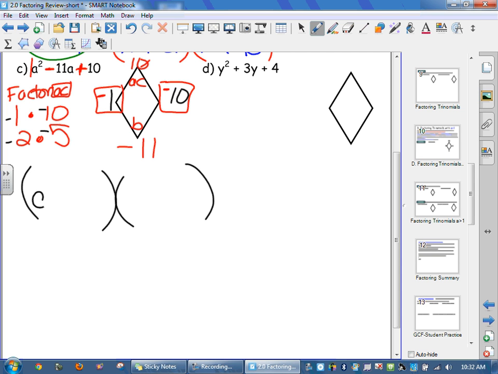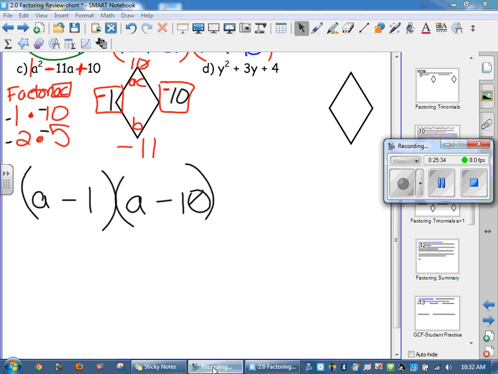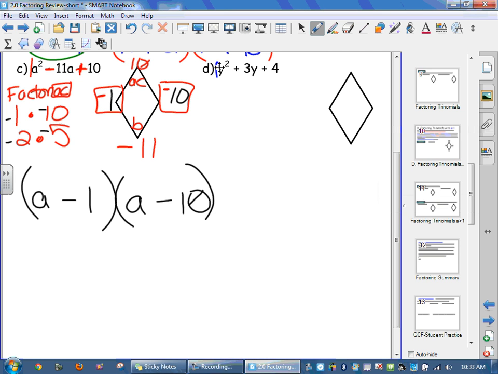Okay, let's take a look at D. I have a hidden 1 for an A value again, so A times C gives me 4. My B value in the bottom is 3. So I need to factor A times C. So 4, my factors of 4: 1 times 4, 2 times 2. They're all positives. So I know that I'm going to have a positive on this wing and a positive on this wing. Do any of those factors add to give you a 3?